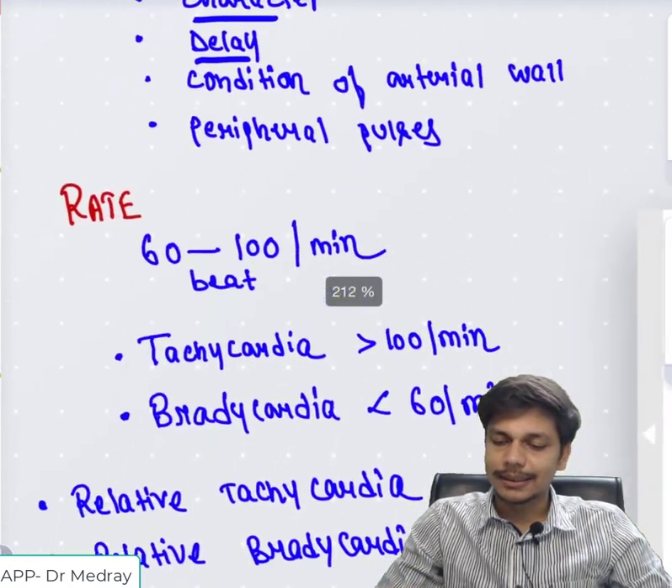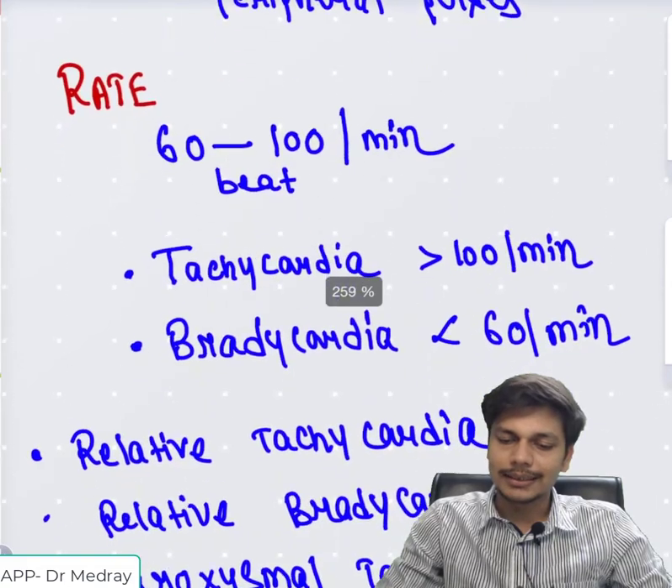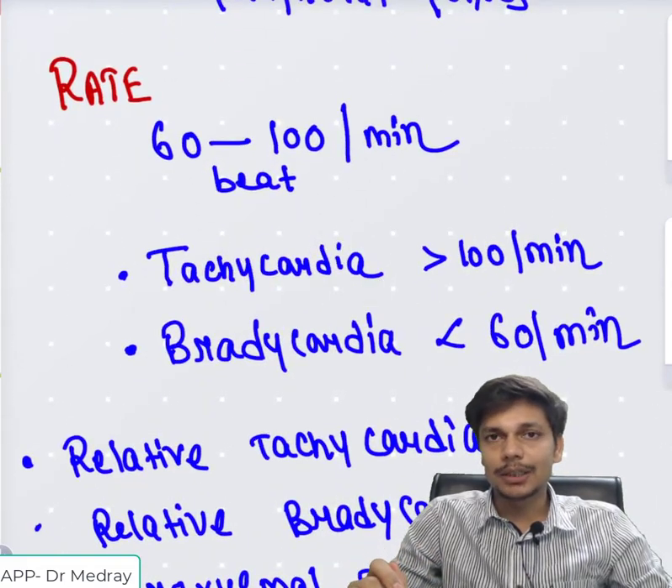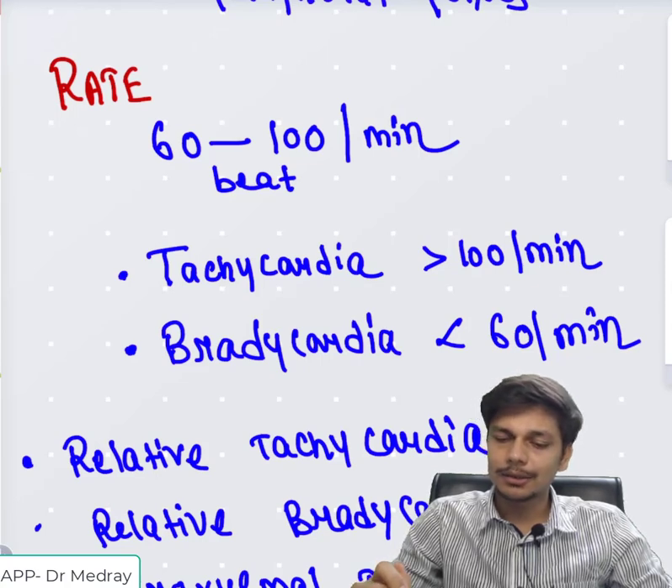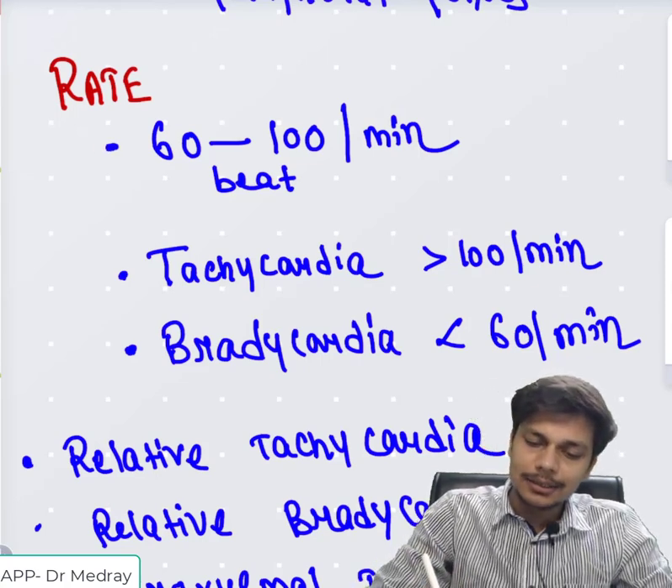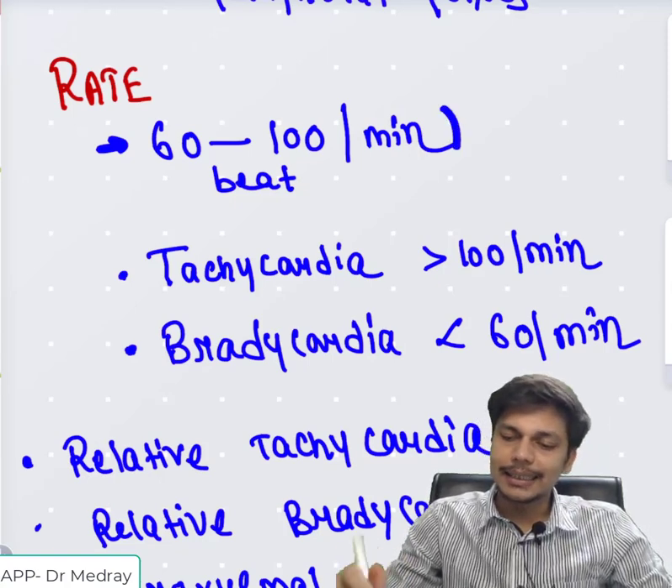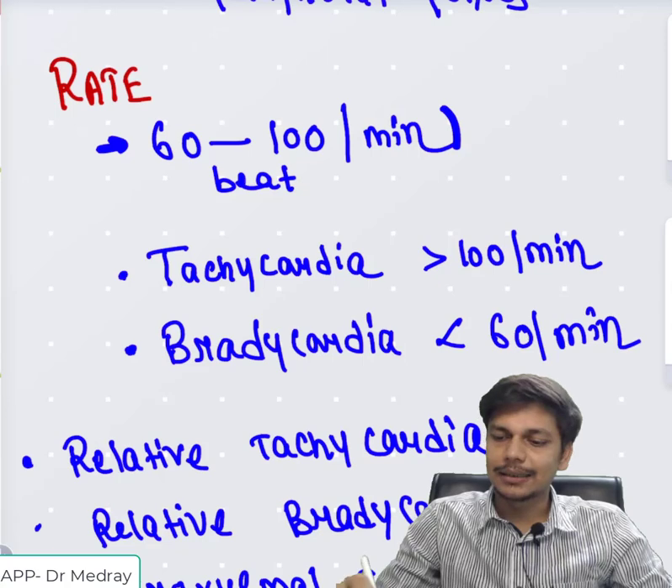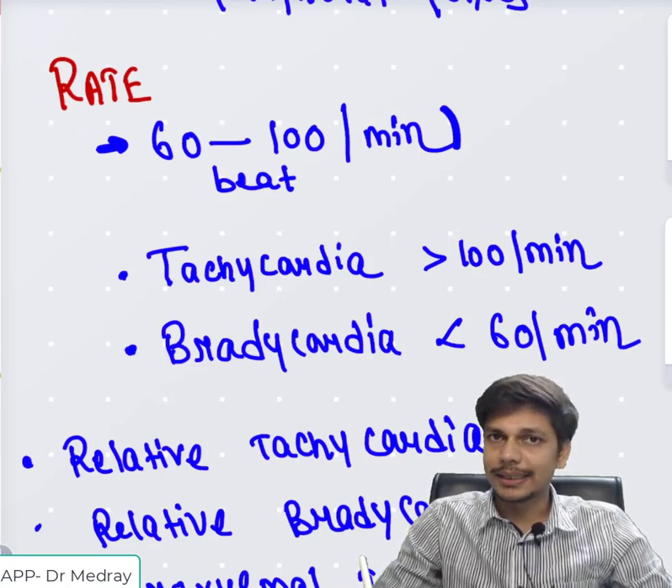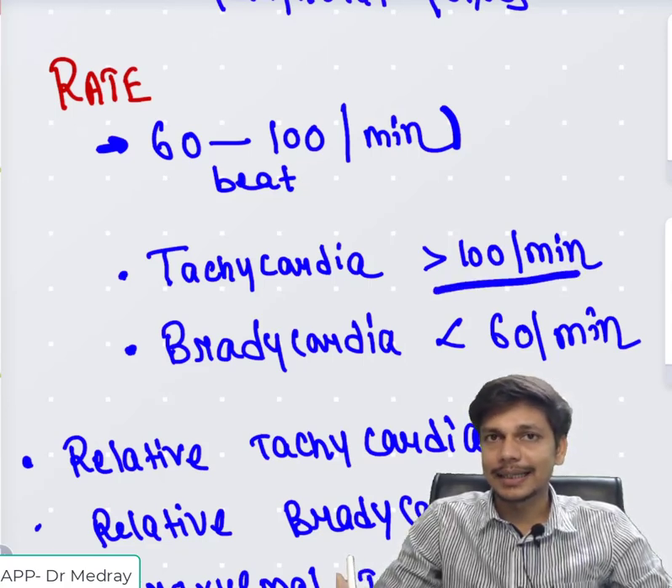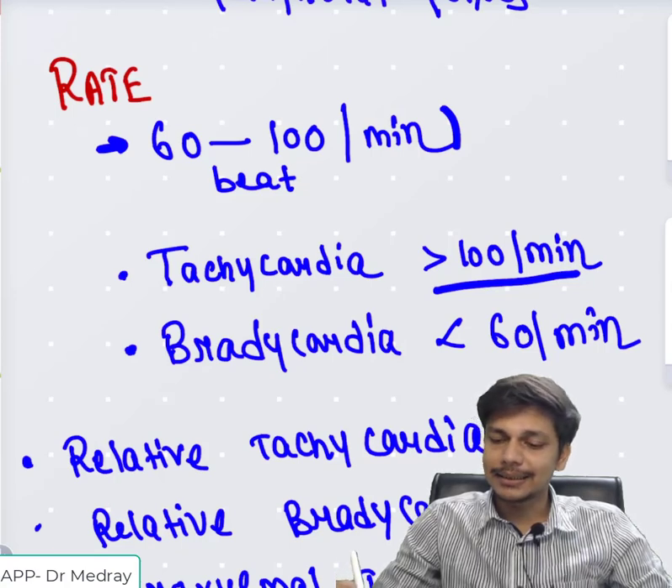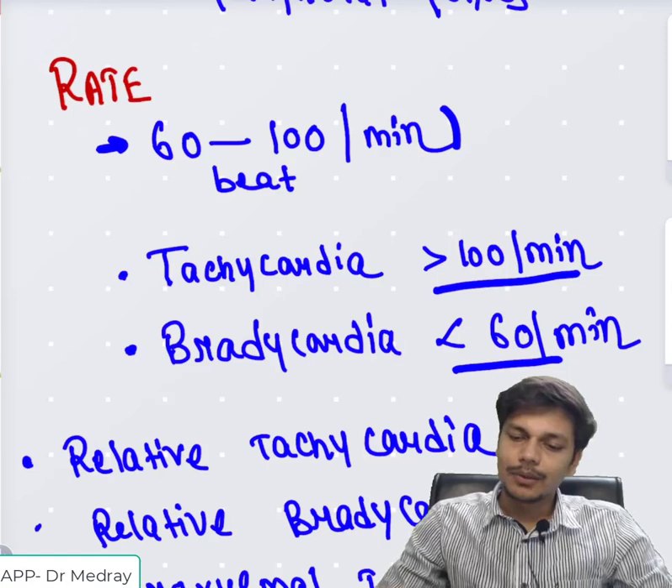So let us study one by one. What is the rate of the pulse? Rate is actually the number of beats per minute. The normal rate is around 60 to 100 beats per minute. If the patient has tachycardia, the heart will beat more than 100 times per minute. If it is beating less than 60 per minute, it is bradycardia.